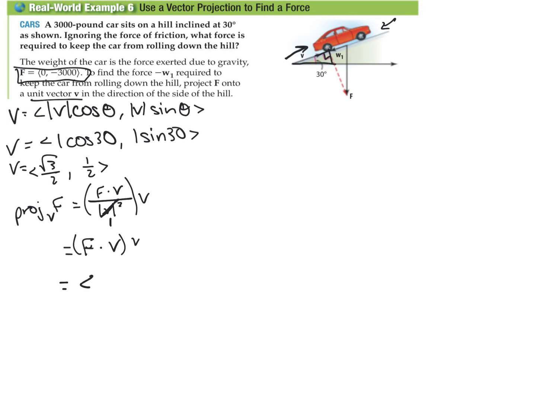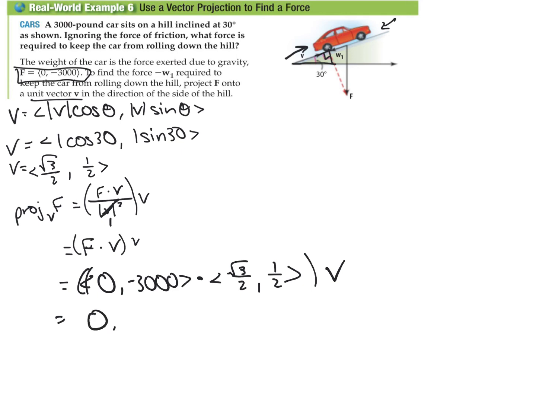So we've got 0, negative 3,000 dot root 3 over 2, 1/2. So dot product of that, oh, and we've got the v on the outside, sorry. So dot product of F and v, 0 times root 3 over 2 is just 0. And then negative 3,000 times 1/2 is negative 1,500. And then that's times v.